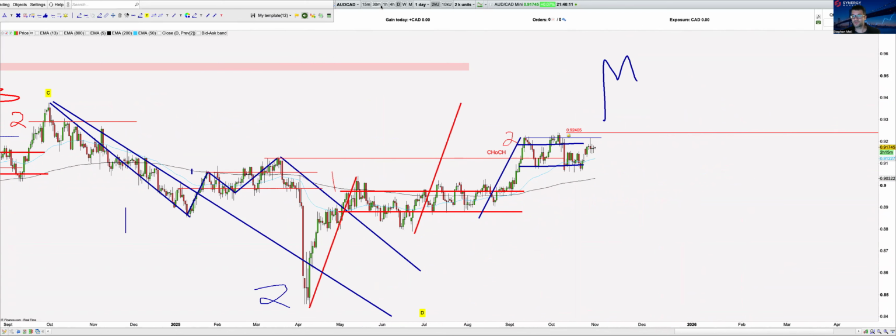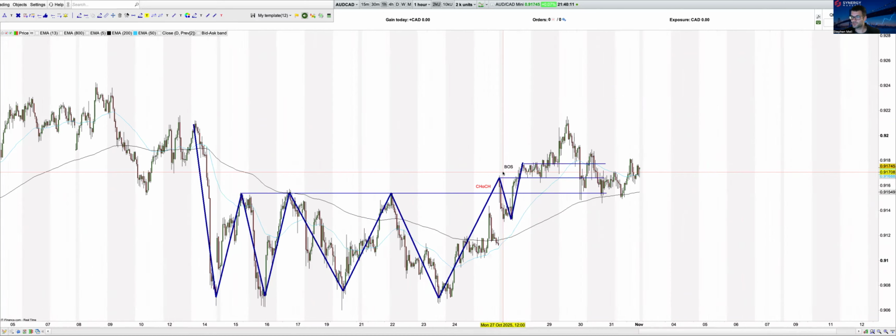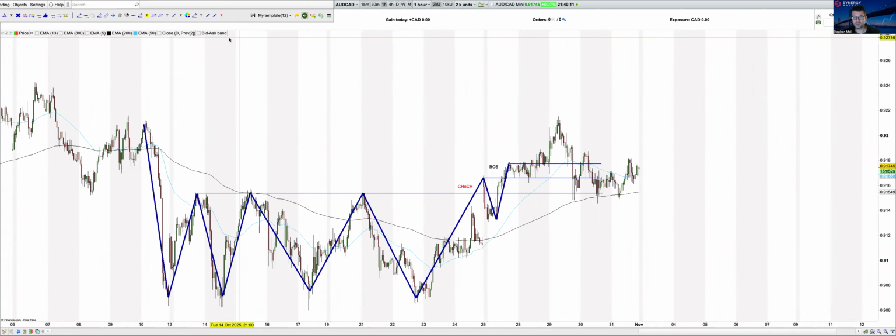So AUD CAD, we're looking at this long. There's a bit more to the strategy, but I'm not going to go into that in full-blown detail.